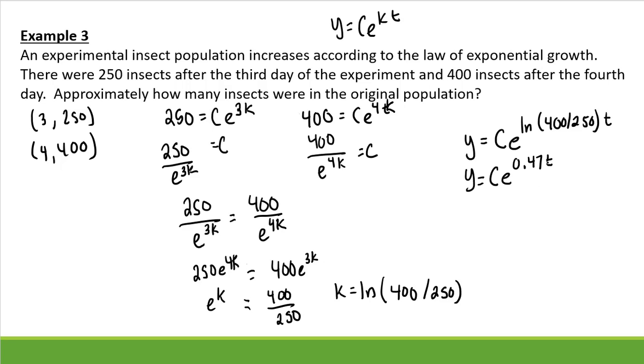So I get 250 is equal to c e to the 0.47 times 3. So solving that equation, we get c, which is our initial condition, remember, 61.036 insects. Now, it says approximately. I would typically say round to the nearest integer, so I would say 61 insects.